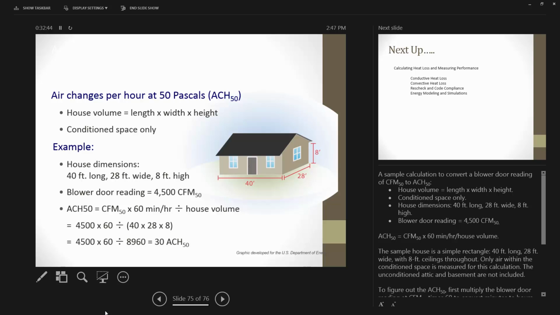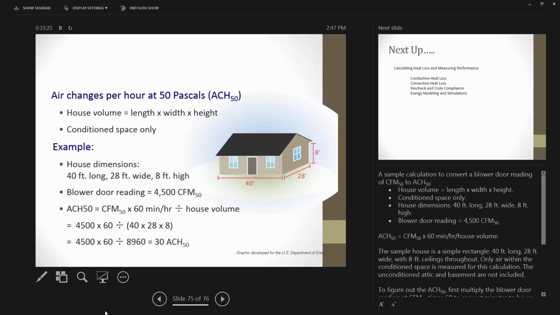So in this example, we got a reading of 4,500 cubic feet per minute times 60, which is 270,000. I didn't run the math on 4,500 times 60, but 270,000 divided by 8,960, which is the volume of the house, 40 by 28 by 8, and you come up with 30 air changes per hour. So it's a pretty darn leaky house.